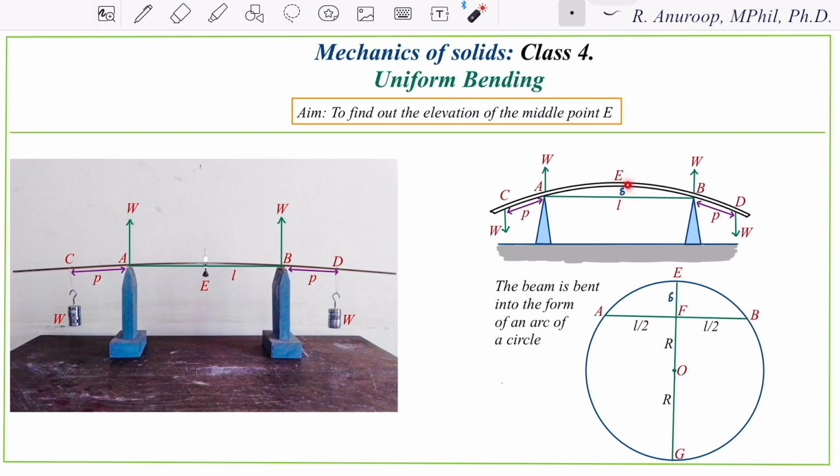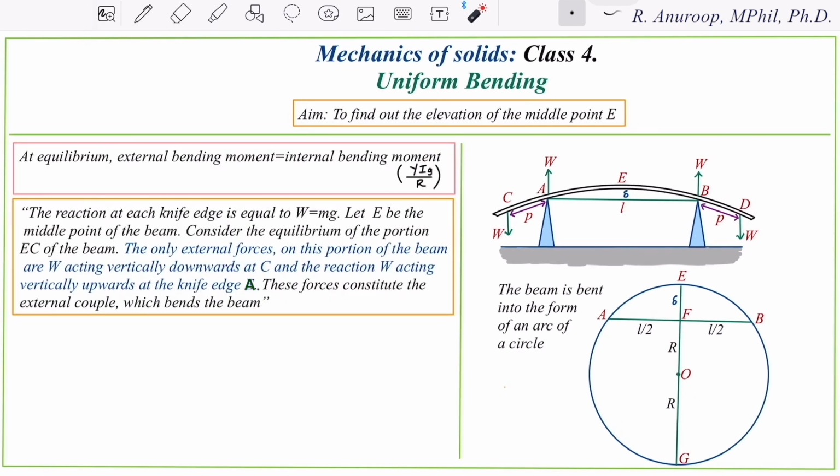Now we can see that there is an elevation of the middle point, delta. We have to find the expression for the elevation of the middle point E. How much is the middle point deflected upwards when the beam undergoes uniform bending? Here R is the radius of curvature. As I specified, the beam is bent into the form of an arc of a circle. Now, the radius of the circle is R.